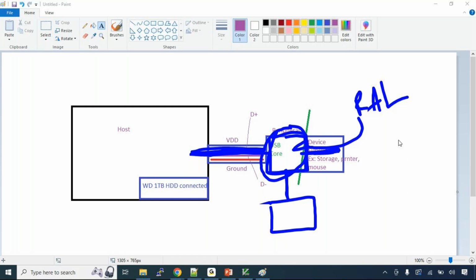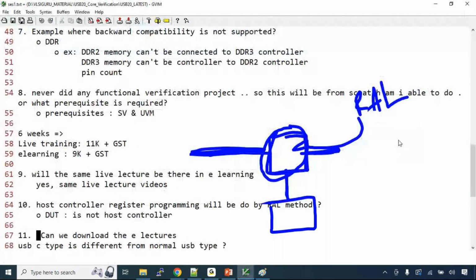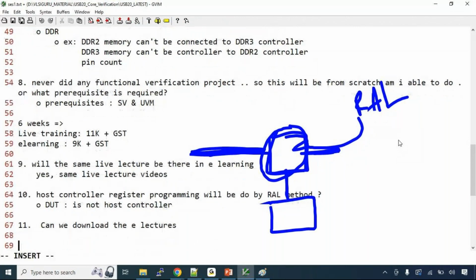Next question: why do we use RAL, when we can do normal register programming? Any importance? When we go to the topic, you'll understand it. One minute is too short a time to explain why we use RAL. That in itself is a major topic. Industry uses RAL because it offers a lot of advantages. So when we go to the topic, I'll explain it. We'll be discussing all that.